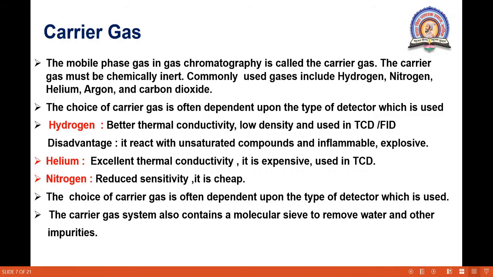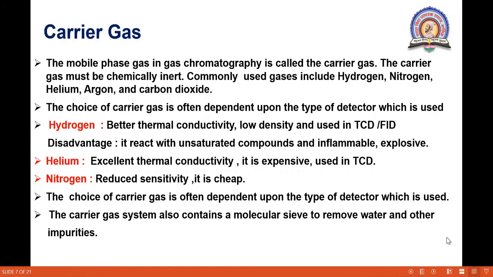The choice of carrier gas often depends upon the type of detector which is used. That means the choice of carrier gas totally depends upon which types of detectors are used. Okay. First we see hydrogen. Hydrogen has better thermal conductivity and low density. It is used in TCD and FID.